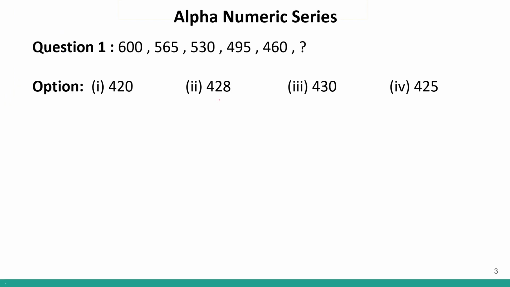Now, before we start, there are certain concepts that we should revise in order to be able to solve alphanumeric series with ease. The first concept is of odd and even numbers. So this we all know, right? We have studied this since primary classes. What are odd and even numbers? Odd numbers are those numbers whose last digit, that is the unit place digit, ends with 1, 3, 5, 7 or 9. Correct? And even numbers are those numbers whose last digit or unit place digit ends with 0, 2, 4, 6 or 8. Correct?